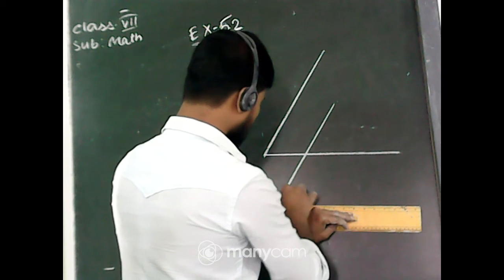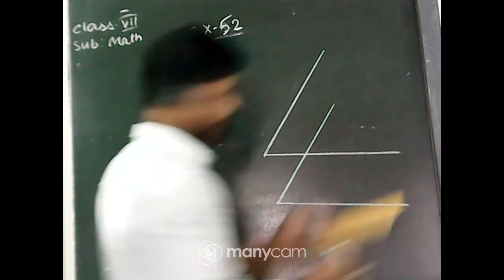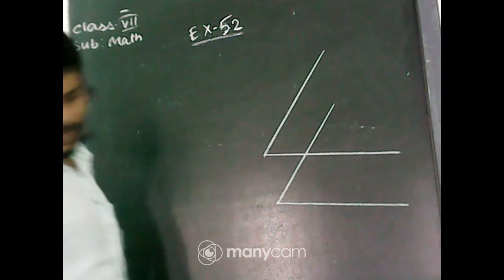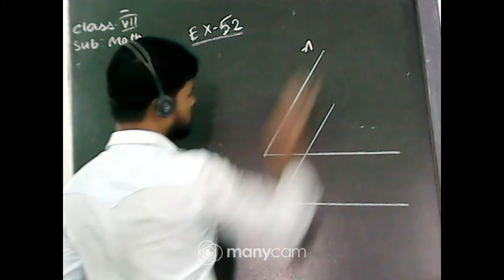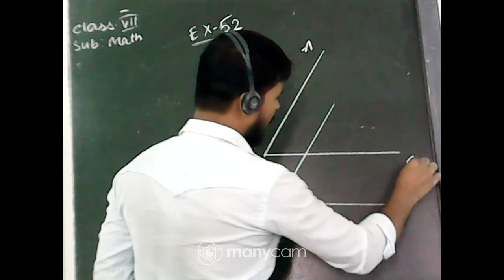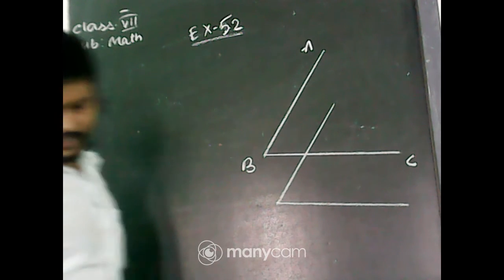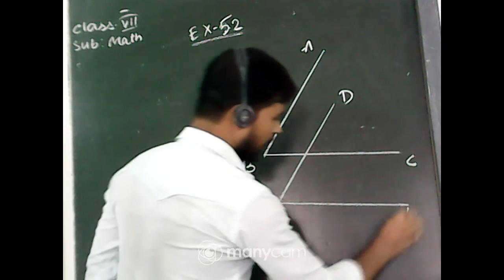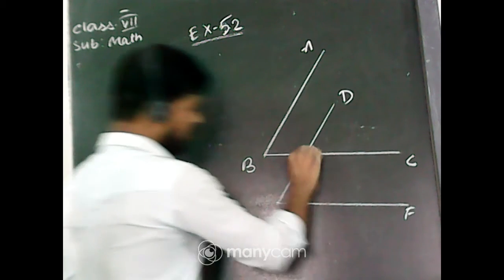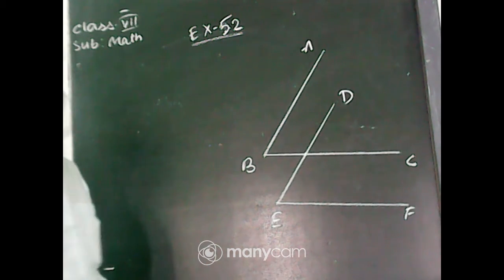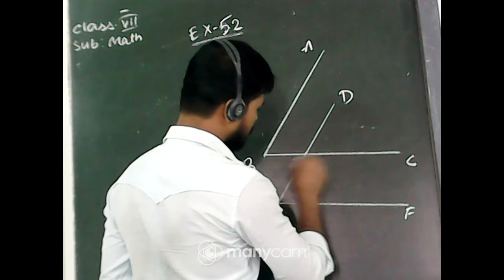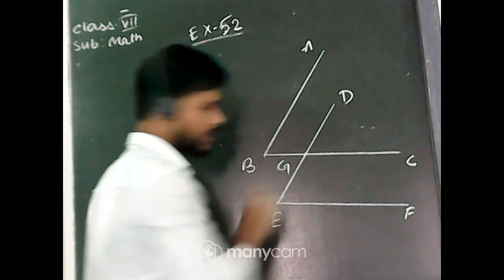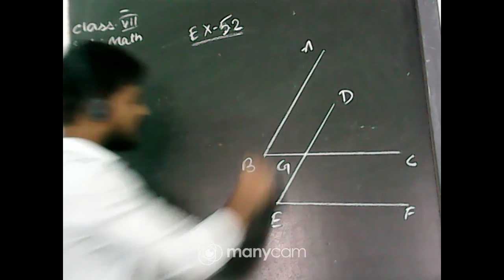The arms are parallel to each other. Let's give it a name. The first angle is named ABC, and the second angle is DEF. D, E, and F, and the point where these two arms intersect is given as G, and this angle is 70 degrees.